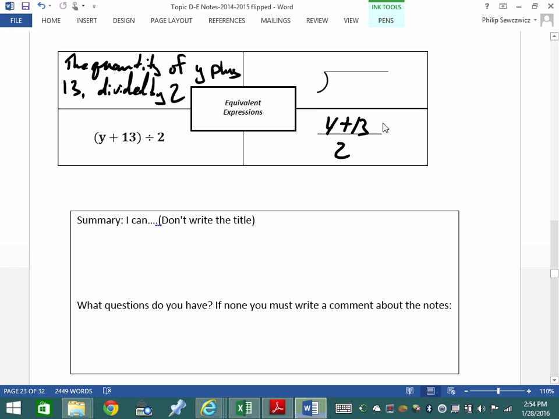This is the one we want to make sure you're comfortable with: the fact that all of this is being divided by 2. So that would mean 2 on the outside and y plus 13 on the inside. That's it there, people. Don't be upset, there's always more. You can always watch again. Oh, we are done.